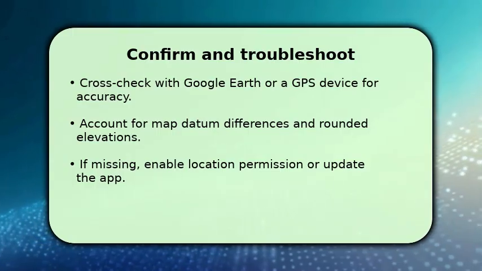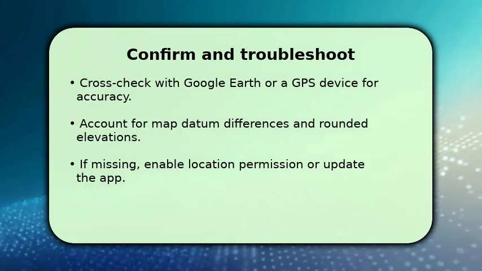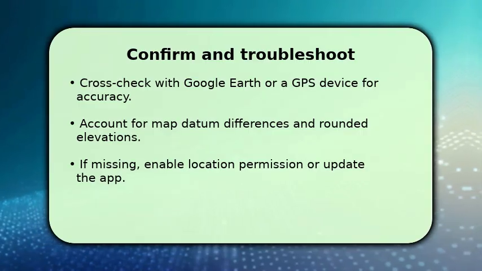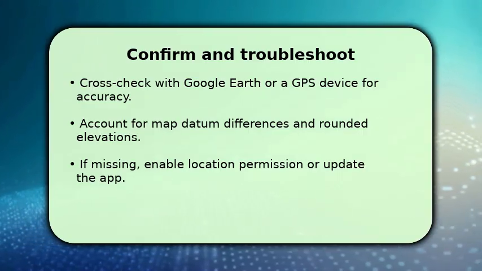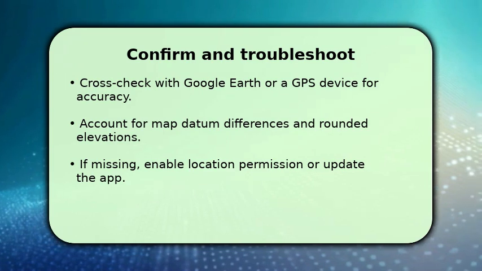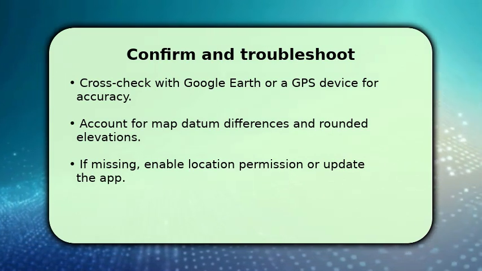Finish by verifying the altitude. Compare the map's value with Google Earth or a handheld GPS to confirm. If numbers differ, remember they can vary by datum, rounding, and data source. Use the most reliable one for critical work.